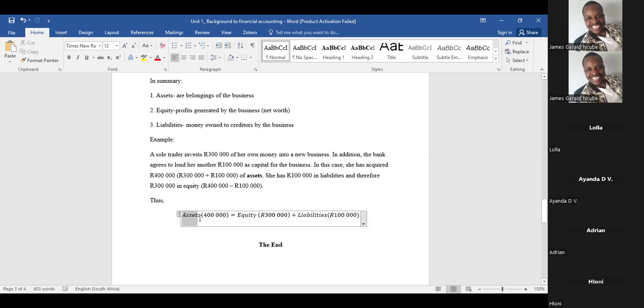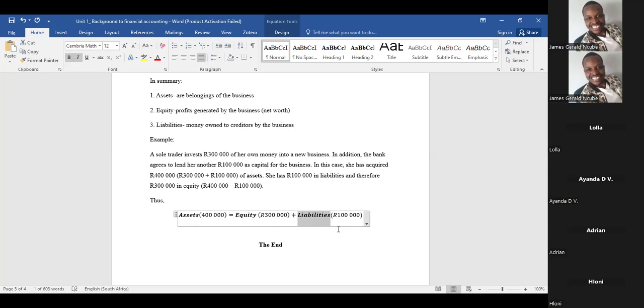So our assets, which is 400,000, because this is what belongs to us, right? And then our equity is 300,000, which is what we own minus what we owe, right? And then our liabilities, basically 100,000, which is what we owe. And if you look at this equation, it balances on both ends.